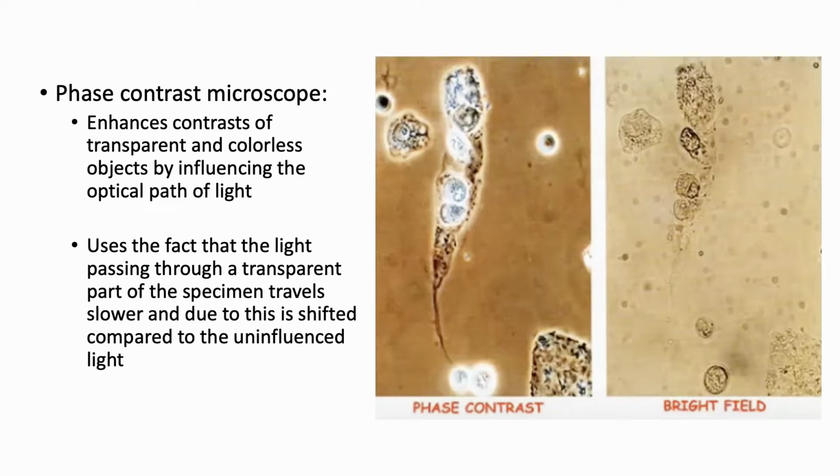So in phase contrast microscopy, this allows enhancement of the contrast of transparent and colorless objects by influencing the optical path of light. So it uses the fact that the light passing through a transparent part of the specimen travels slower, and due to this is shifted compared to the uninfluenced light. So the particles tend to appear better seen against the background of phase contrast microscopy than with bright field microscopy, where certain elements tend to stand out.